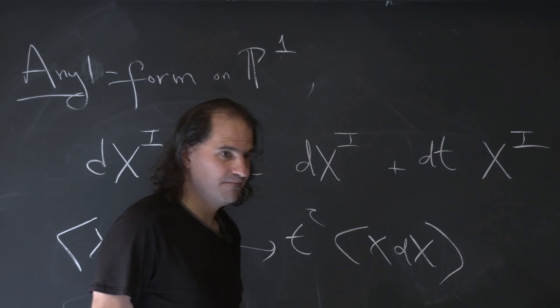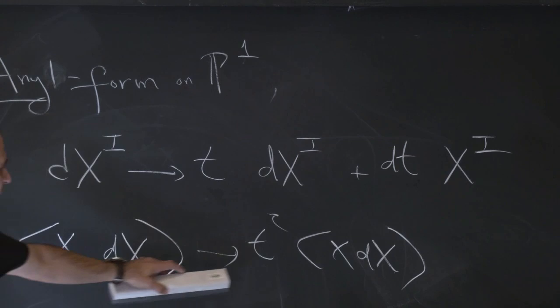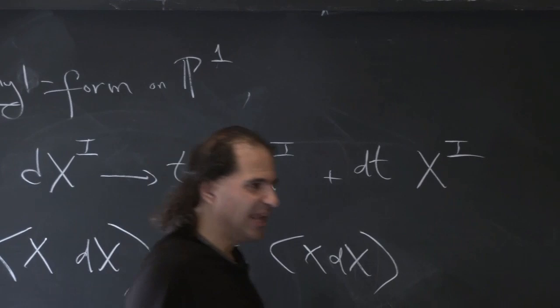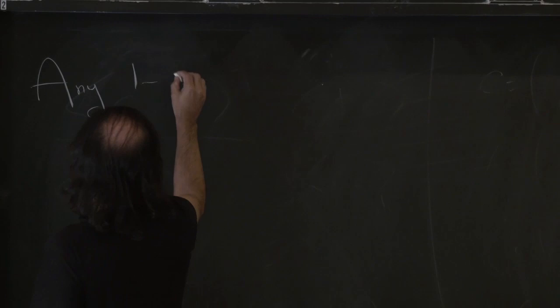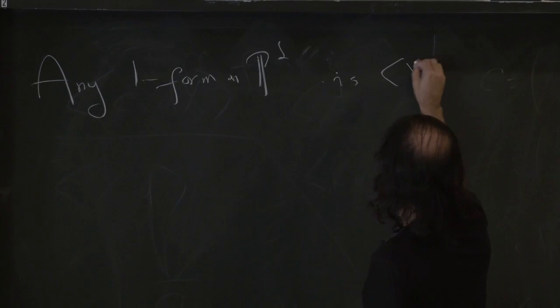All right? And so then all we have to do is multiply by a function of weight minus 2 in order to eat up the t squared, and we're done. So any form on projective space, therefore, any one form on P1, I'm just saying it again, is x dx f minus 2 of x.